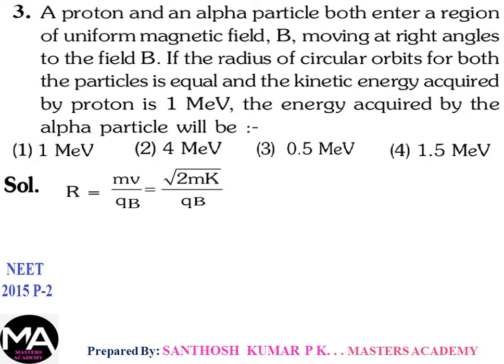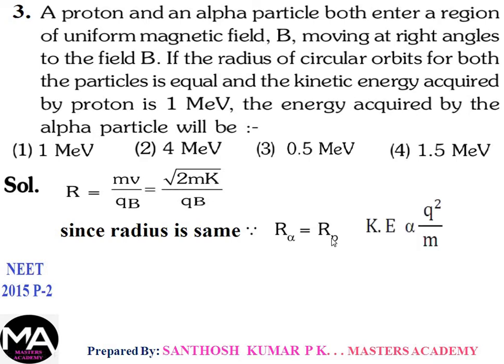Solution. We know that the radius of the circular path is given by mv divided by qB, which is equal to square root of 2mK by qB. Since they have given that the radius of circular orbit for both the particles are equal, therefore radius of alpha particle is equal to radius of the proton. Therefore kinetic energy is proportional to q square by m, because if r is the same then r square is equal to 2mK by qB, so 2 by B square is also common or constant.